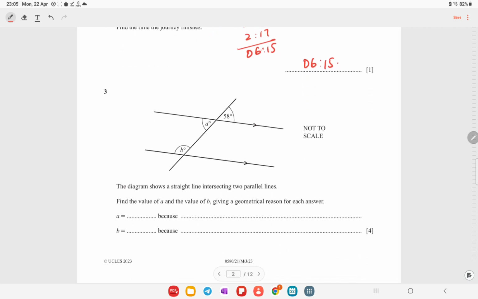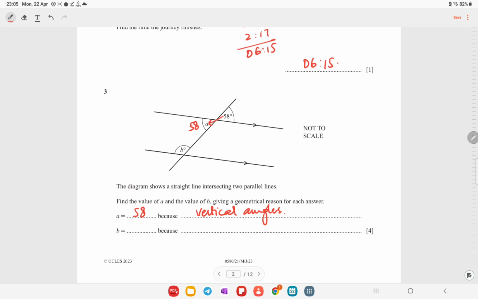Okay, now moving to the next question. The diagram shows a straight line intersecting two parallel lines. Find the value of a and the value of b, giving geometrical reasons for each answer. Okay, so first of all, this is the vertical angle. So a is going to be 58 because these are vertical angles.